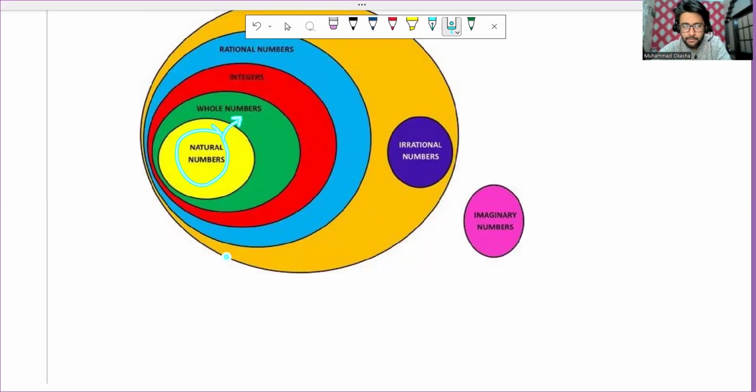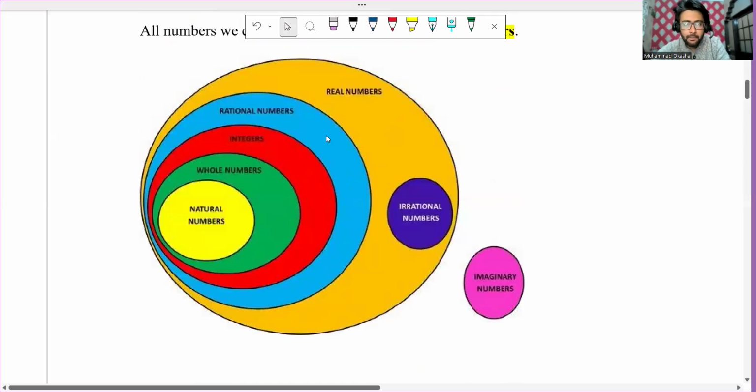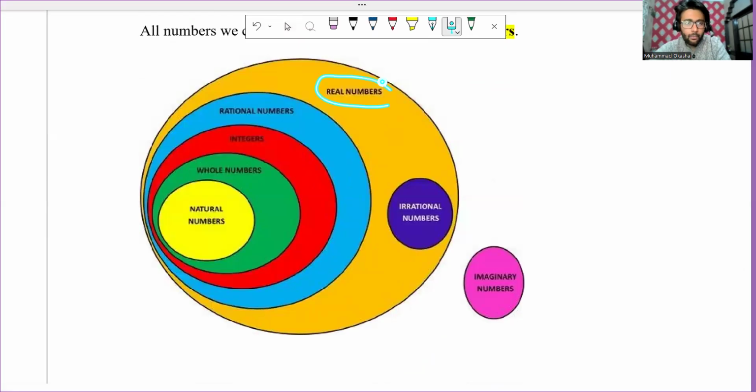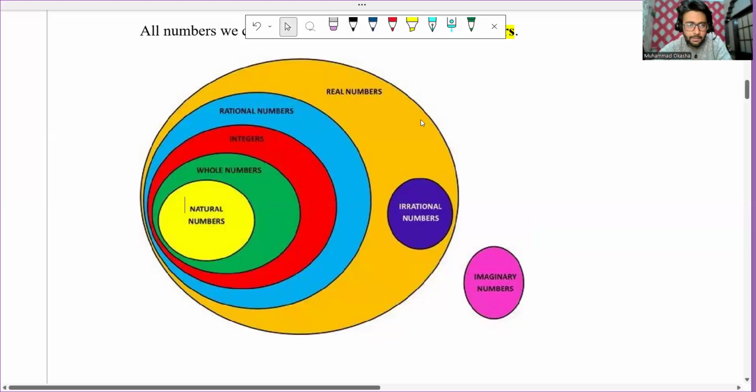Okay, so we'll start from natural numbers, then move on to whole numbers, then integers, then rational numbers, then irrational numbers, and of course, all the rational numbers and all the irrational numbers make up the entire real number system. What about the numbers which are not real? They're called imaginary numbers. They're also called complex numbers, but let's just call them imaginary numbers for now. Okay, so let's start from natural numbers.